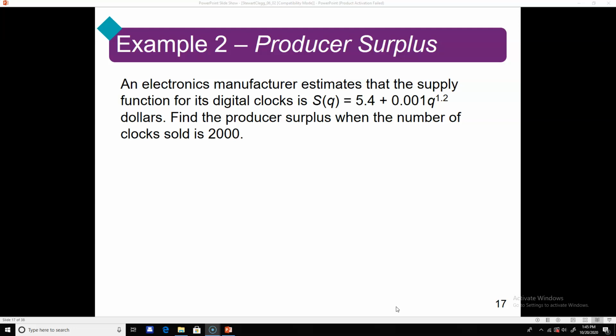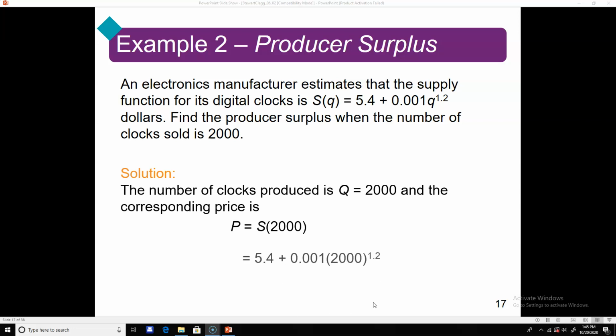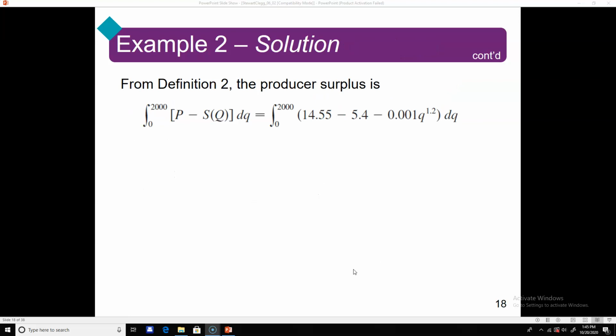So again, that's a Q value, so we're going to need to plug that in to find the price in order to subtract the supply curve from that. So plug 2,000 into S of Q up there, and we get 5.4 plus 0.001 times 2,000 raised to the 1.2. Punch that into your calculator, and you get an answer of about 14.55. So we're going to do 14.55 minus 5.4, and when you distribute it, it'll be minus 0.001 Q to the 1.2, and that's going to be integrated from 0 to 2,000. So that's exactly what we see here.